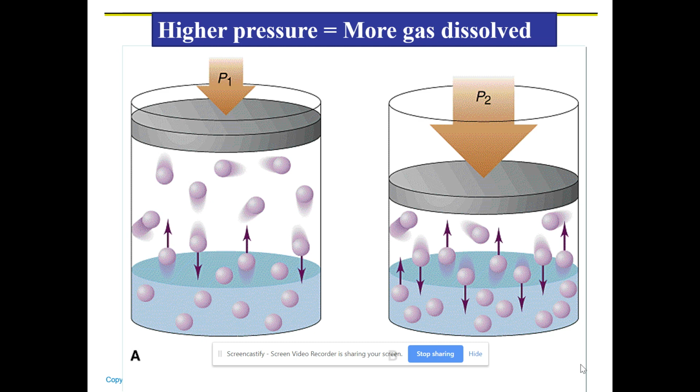So look, on the left, we have a big volume, which means low pressure. Very few of the molecules of gas are going to become dissolved. But on the right, we push down, we decrease the volume, so we increase the pressure. More and more of that gas is in contact with the liquid, and more will become dissolved. Higher pressure equals more gas dissolved.